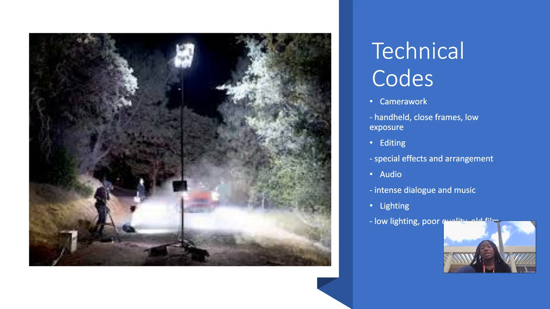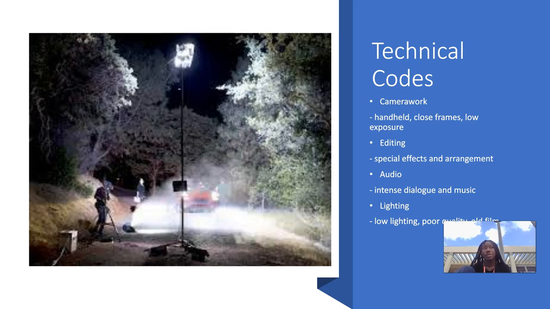Technical codes, camera work is very important for horror movies. A lot of horror movies use the handheld method only because it makes the audience feel like they're there with the action and it feels like they're looking into the action. They also use a lot of close frames to show the reactions of the actors and a lot of low exposure because low lighting is very important to create the eerie, ominous feeling of horror movies.